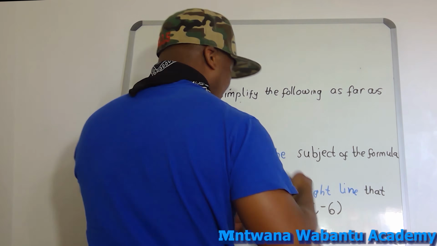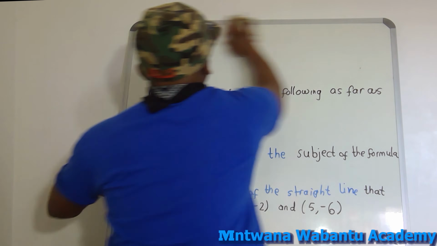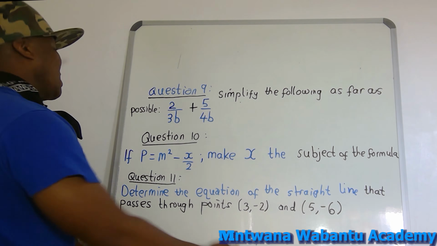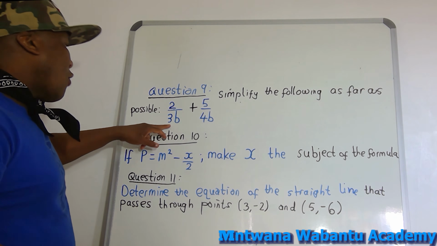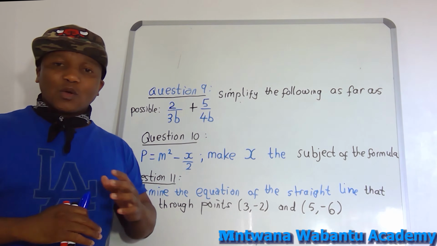So if you go to this question here, it's easy. Let's go to this question here. If I look at this question, you look at the denominator. We have 4b, 3b, and 4b, so it's not the same. So the intention is to have a common denominator.